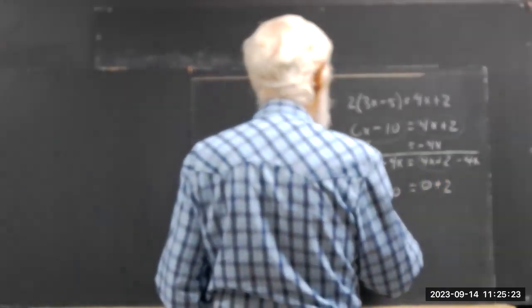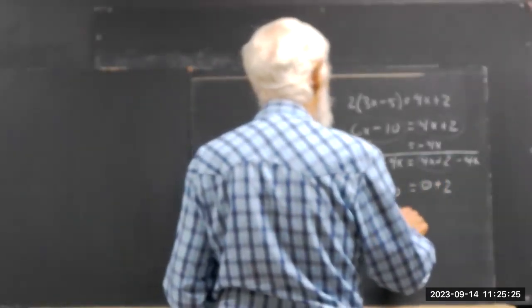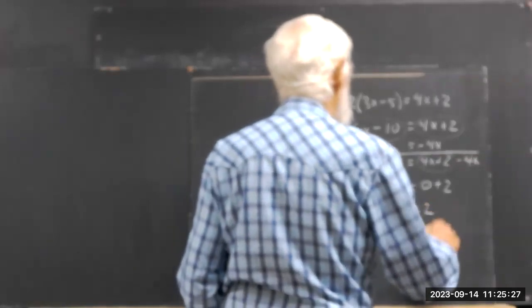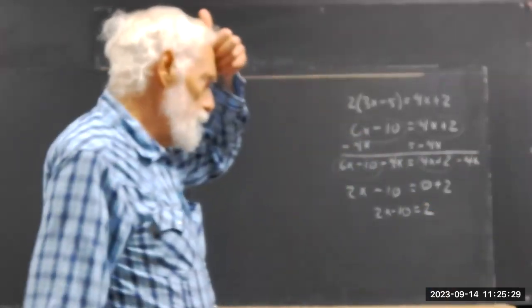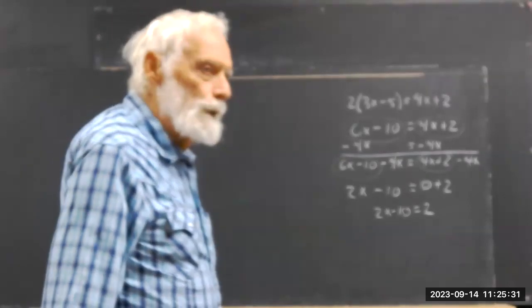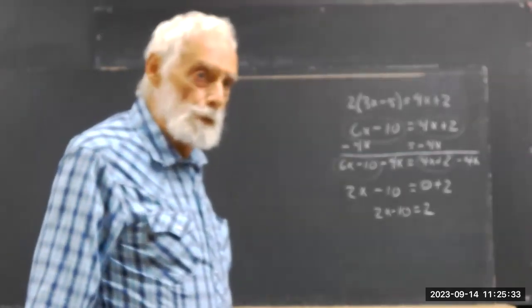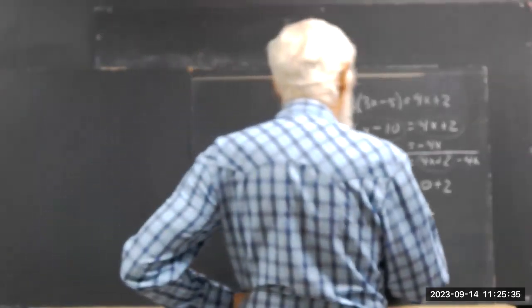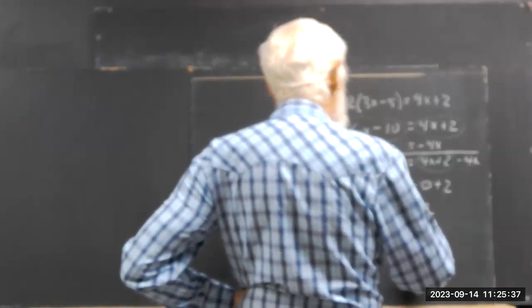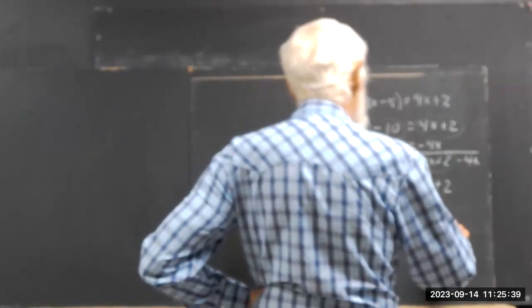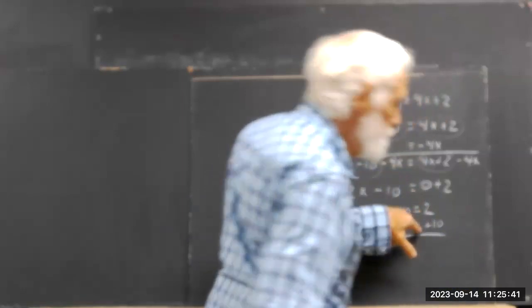Okay, then I'm going to write this once more. 2x minus 10 equals 2. Now, what people are going to want to do is put a plus 10 here, and a plus 10 here, with an aligned equal sign.